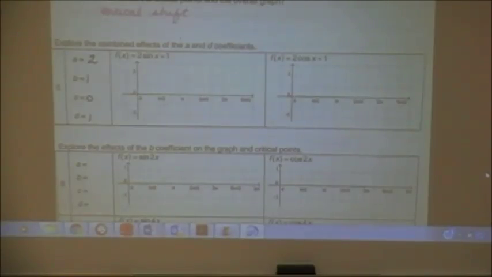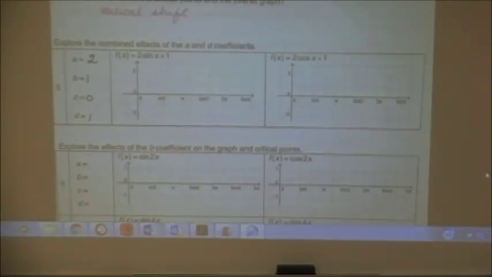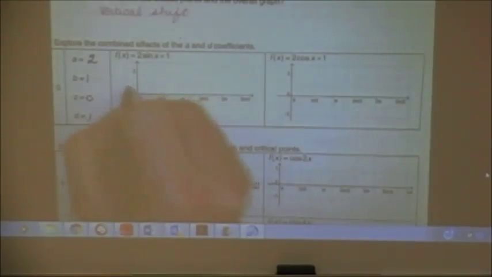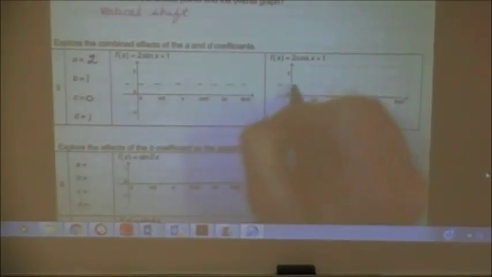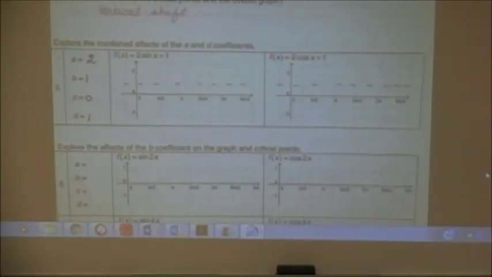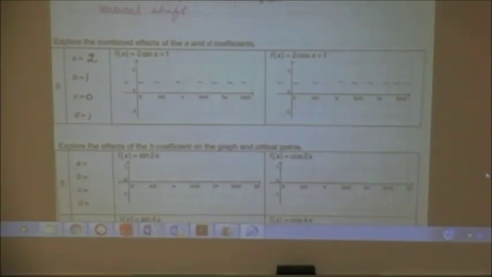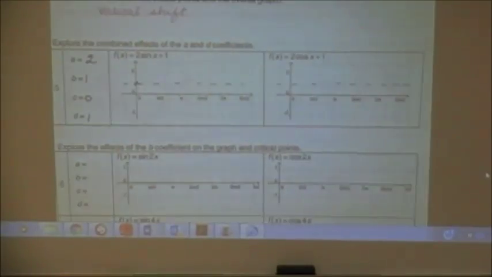So now you can go ahead and draw your midline, because if you have a plus something or a minus something at the end, it is the new central axis. So I can go ahead and put that in. And so I know, because sine always starts on the central axis, that that's where my first point's going to be.